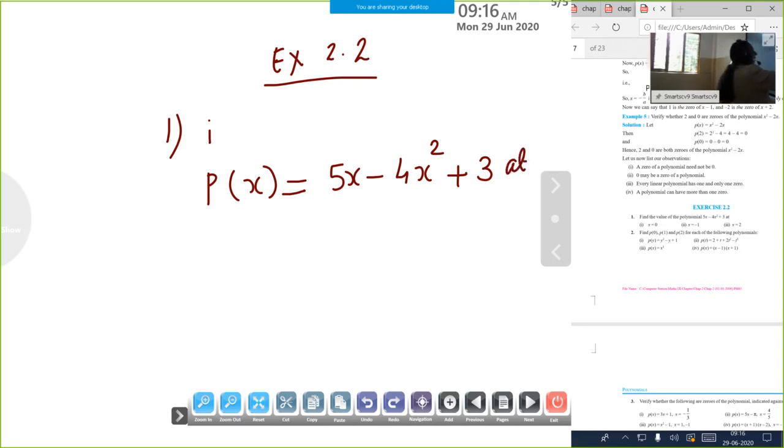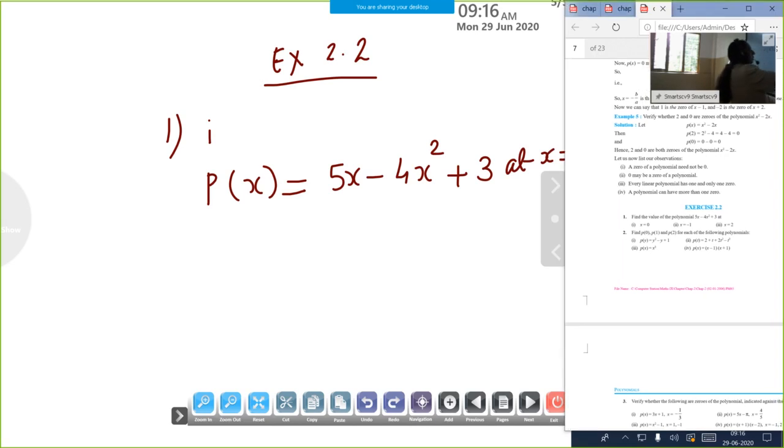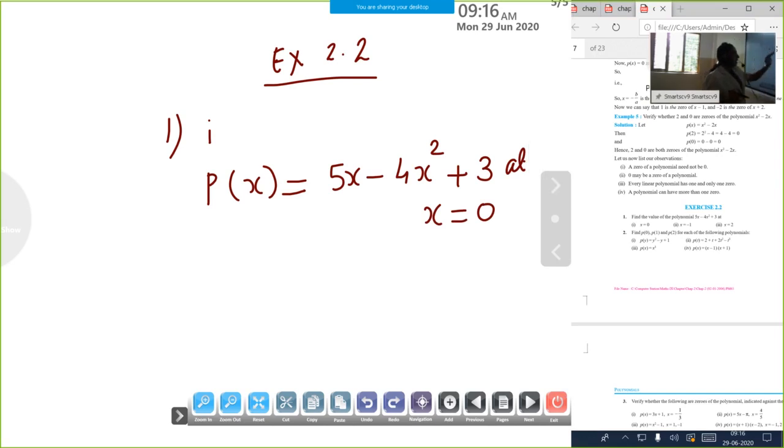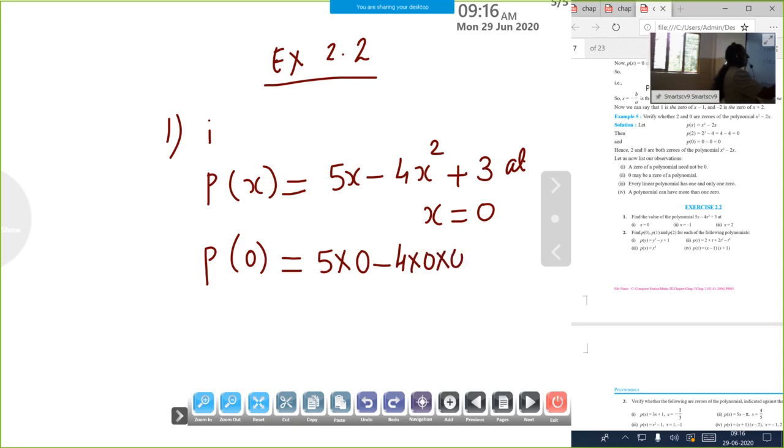Find the value of the polynomial at x equal to 0. So P of x is equal to 5x minus 4x square plus 3 at x equal to 0. So what we need to find? P of 0. In the place of x, you substitute the value 0. P of 0 equals 5 into x, 5 into 0, minus 4x square, 4 into x into x, plus 3.